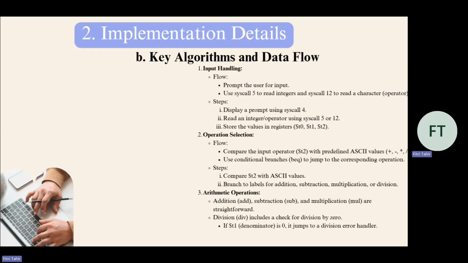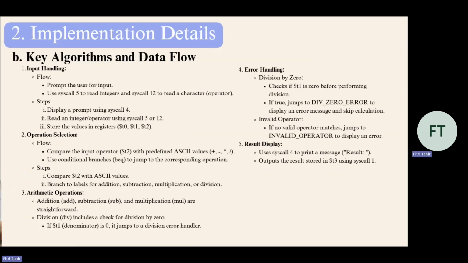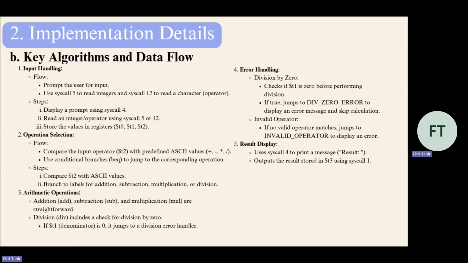For the key logic, the main logic revolves around 3 steps. First one is input handling. The program prompts the user for two integers and an operator using MIPS syscalls. Second, operation selection. Based on the user's operator input, the program branches into the corresponding arithmetic operation. For instance, if the operator is add, the program uses the add instruction to calculate the sum. The third one is error handling. The program checks for invalid operators and handles division by 0 gracefully, displaying an error message when needed. Finally, the result is displayed to the user using the appropriate syscalls.